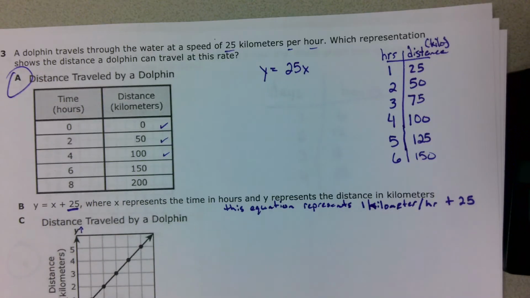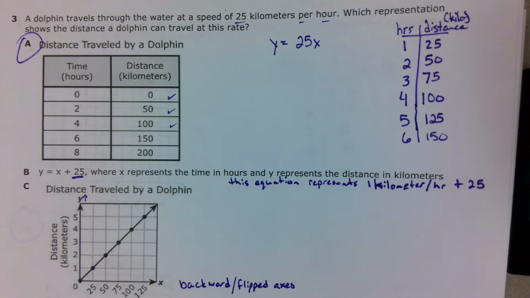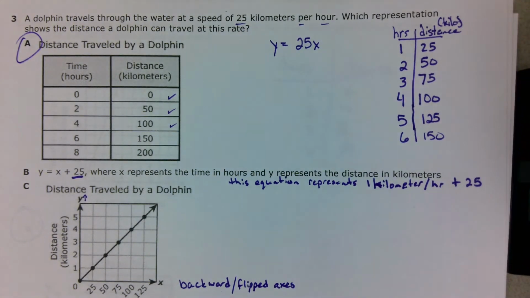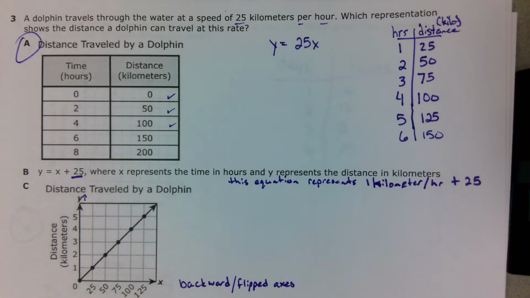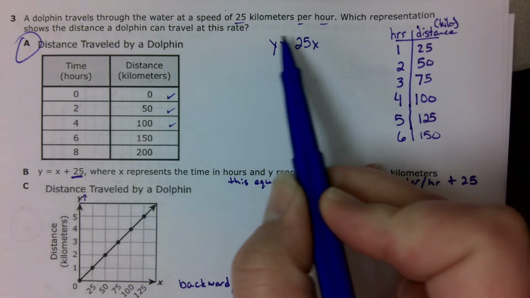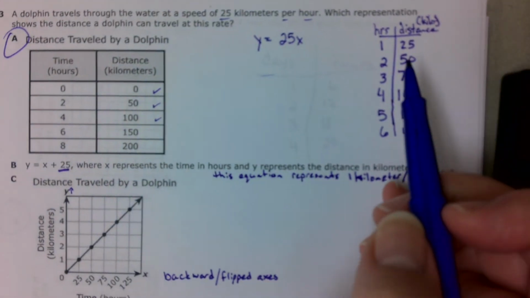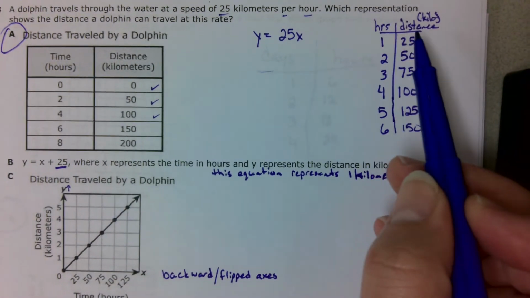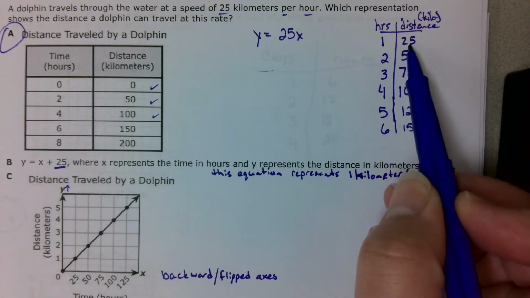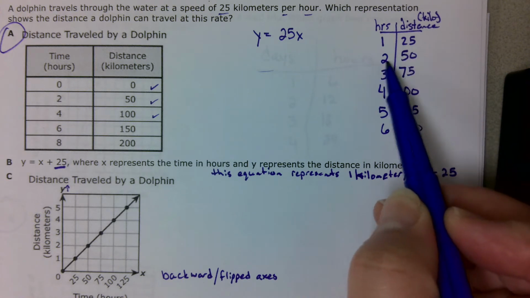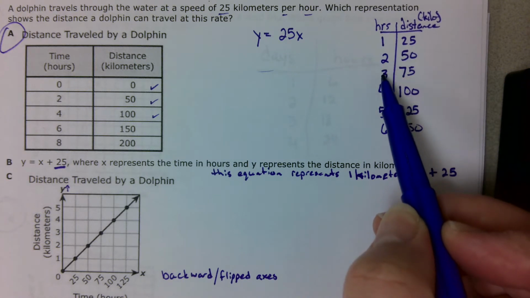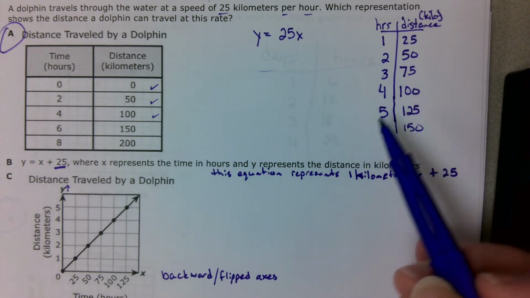Number 3, a dolphin travels through the water at a speed of 25 kilometers per hour. Which representation shows the distance a dolphin can travel at this rate? So here's what the equation would look like. And then I also just made a table. 1 hour is 25 kilometers, 2 hours would then be 50. So each hour, we're just going up another 25 kilometers.